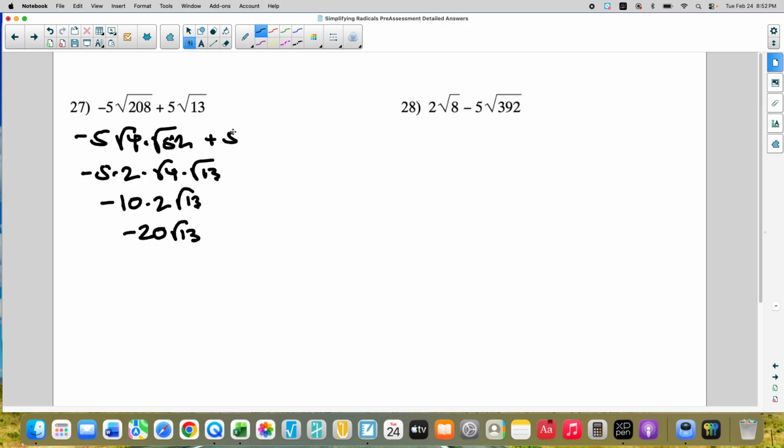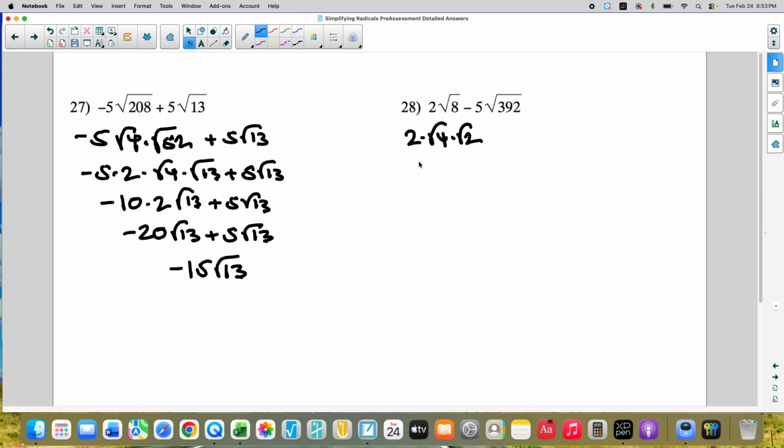And then we have our 5 rad 13 that we will just bring down along for the ride until we have a like term, which we do here. Negative 20, positive 5 makes negative 15 rad 13. This is easy. You like this one. This becomes 2 times 2 rad 2 or 4 rad 2.